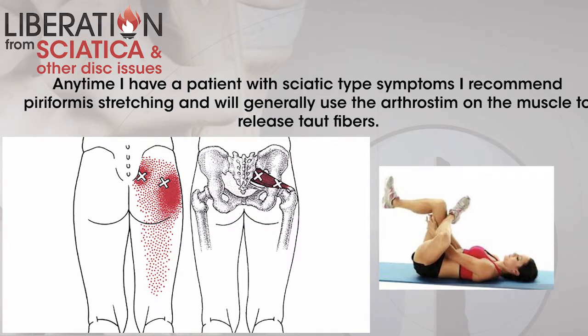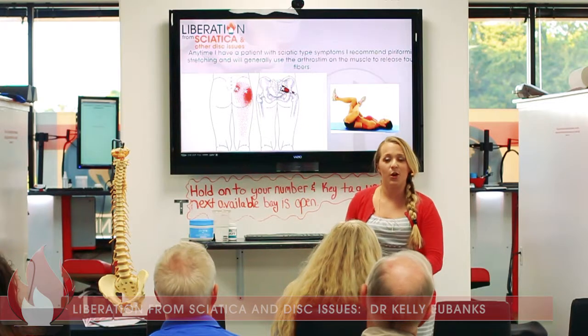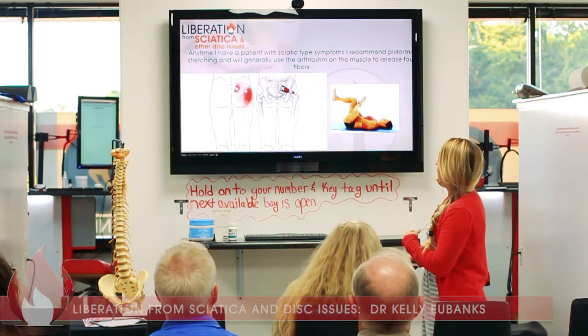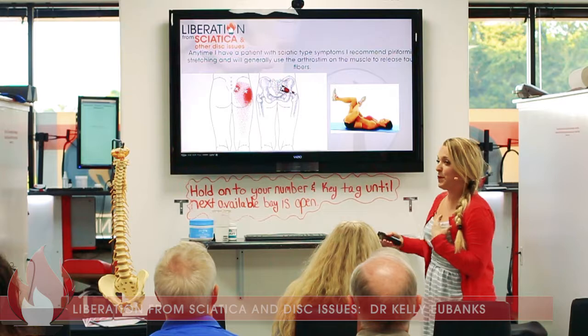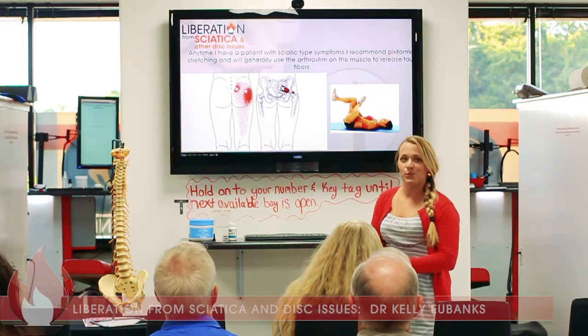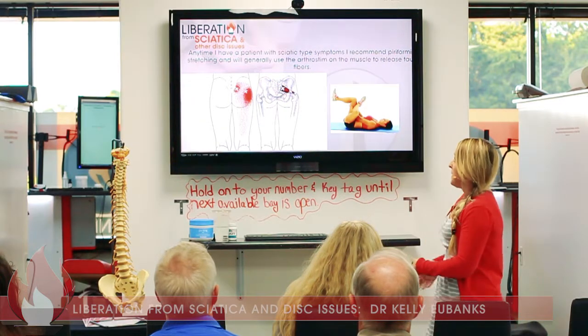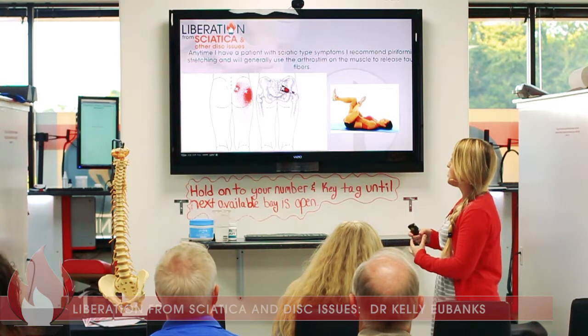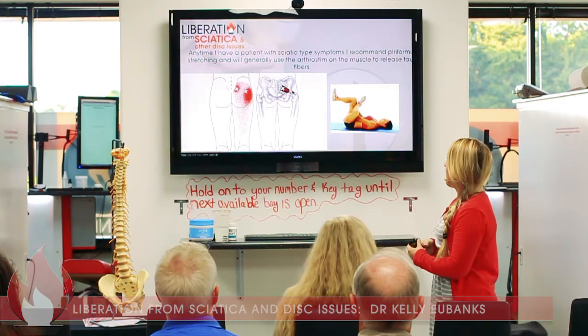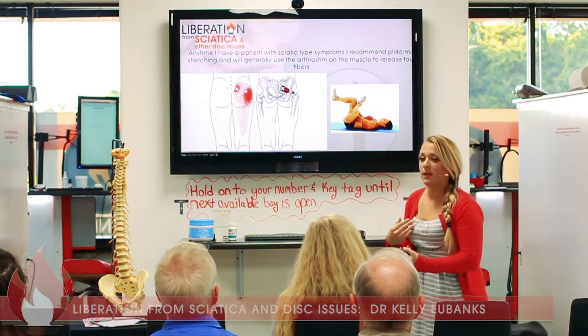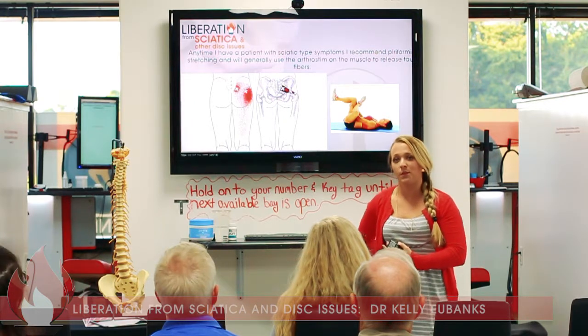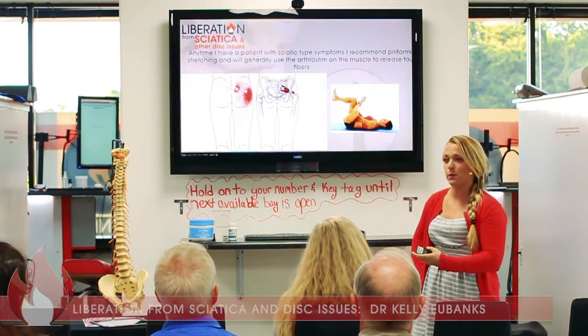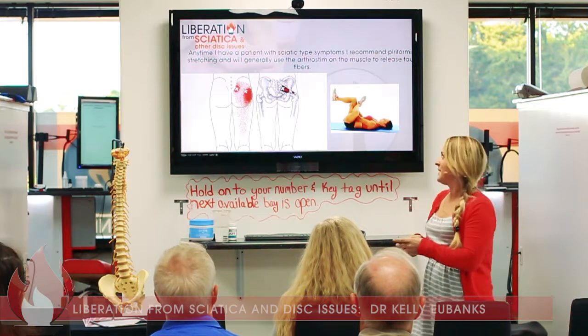Anytime I have a patient with sciatic type symptoms, and especially if their x-rays look pretty good, then I start to move on to other things that might be causing this type of pain. I'll have them do piriformis stretching. So if the muscle is taut, it needs to be stretched. And this will sometimes help. And then I'll use the arthrosin directly on the piriformis muscle, and that sometimes will help relax it. That's the kind of thing.